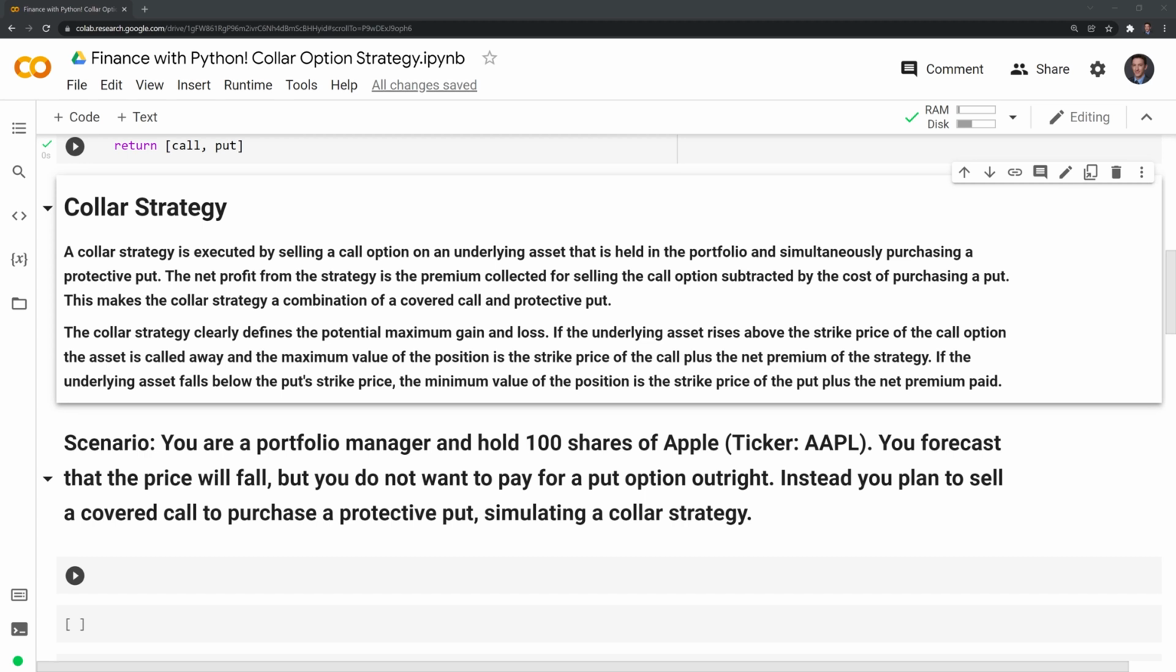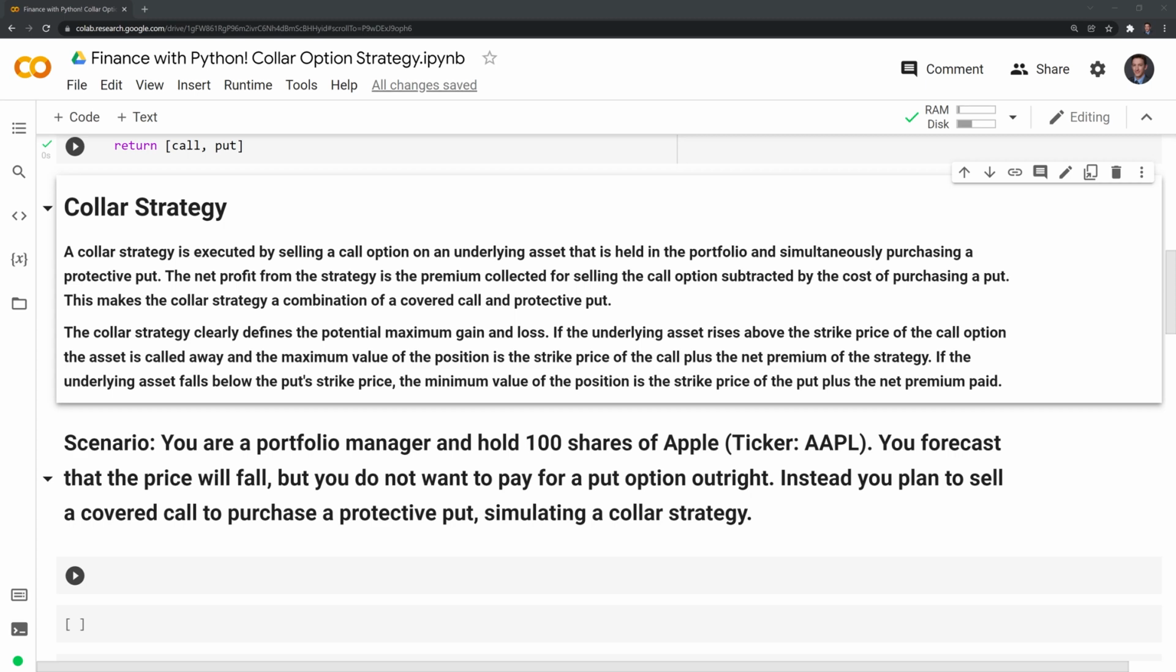The way that we'll do this is we want to purchase a protective put, but we don't want to pay just for the premium outright. What we'll do is we'll also sell a covered call, where the collar strategy is really a combination of a covered call and protective put. This clearly defines both our maximum gain and loss for the portfolio.